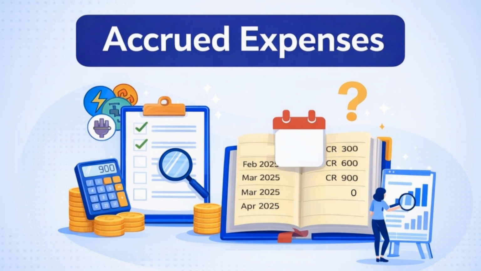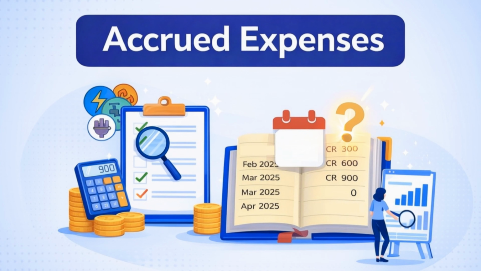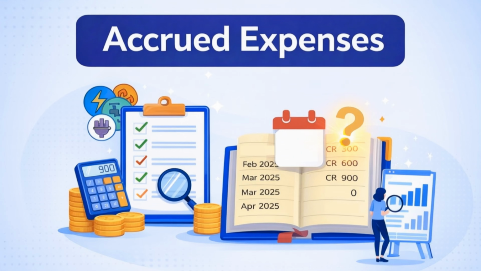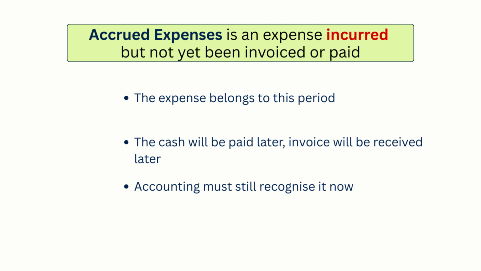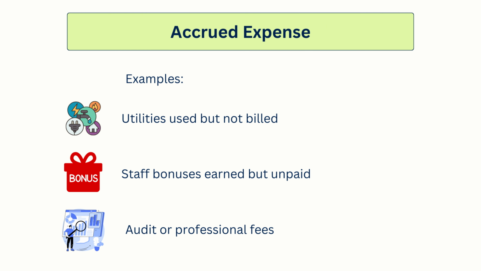In this lecture, we are looking at accruals, also called accrued expenses. Accruals arise when a business has used a service but has not yet received the invoice or made the payment. Typical examples of accrued expenses include utilities used but not yet billed, staff bonuses earned but unpaid, and audit or professional fees. In all these cases, the business has already benefited from the service.